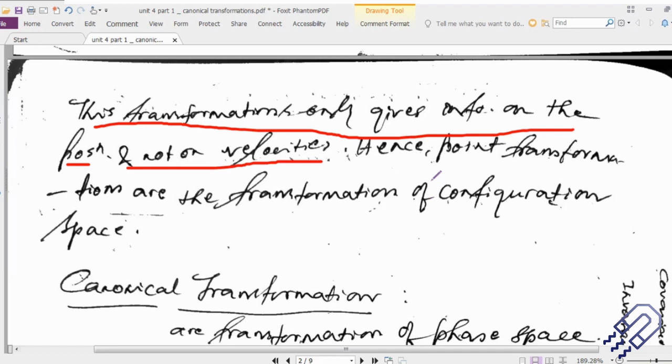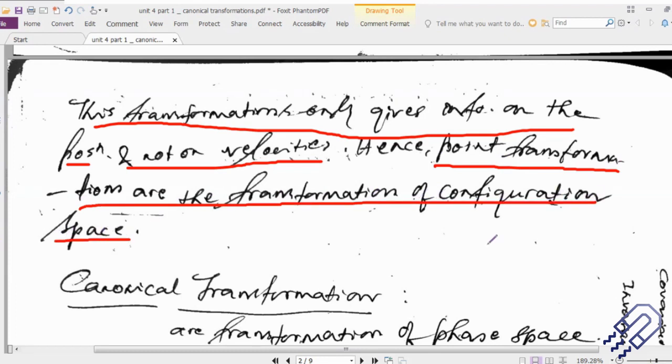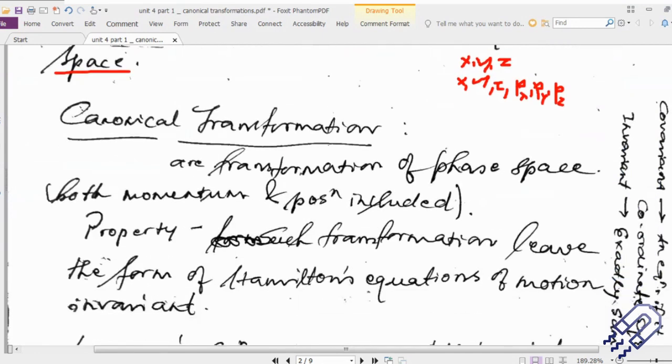If we put it in one single line, point transformations are transformations of configuration space. If you remember, configuration space is x, y, z. How does it differ from phase space? In phase space, we have got x, y, and z, and then we have got px, py, and pz. So we have some additional information that we can derive from phase space. If this is clear, let's talk about canonical transformation.